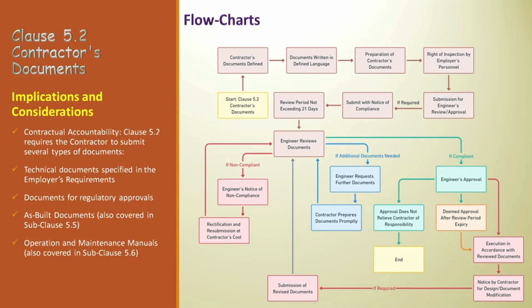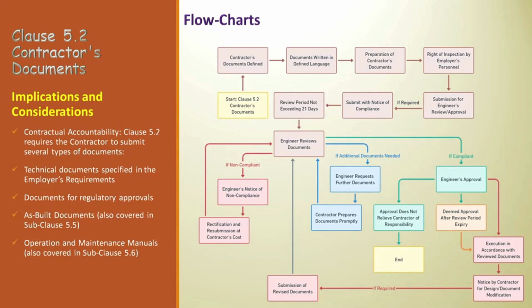Next is if non-compliant. Engineer's notice of non-compliance. If the document doesn't meet the standards, the engineer will tell the contractor what's wrong. Next is rectification and resubmission at contractor's cost. The contractor must fix the issues and send the document back for another review, and they have to pay for any costs involved in this process.